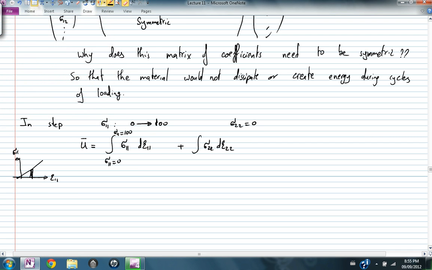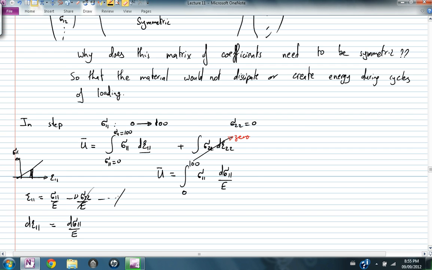Now we know that sigma 2 in this case is 0. And we know that epsilon 1 is equal to sigma 1 over E minus Poisson's ratio sigma 2 over E, where sigma 2 is zero, which means that the rate of change of epsilon 1 is equal to d sigma 1 over E. So U, the energy, is equal to the integral of sigma 1 d sigma 1 over E, and sigma 1 changes from 0 to 100, which gives me sigma 1 squared over 2E, which is equal to 100 squared over 2E. The energy in step 1 from 0 to 100 is equal to 100 squared divided by 2E.